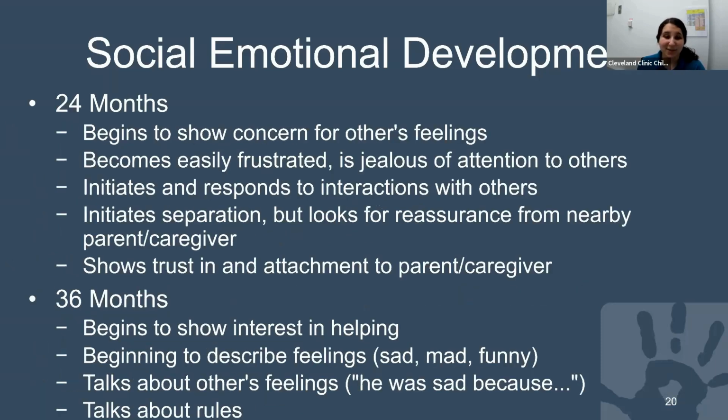Kids also around age 2 tend to become a little more jealous of others and tend to be seeking more attention and more connection than maybe they did when they were younger. And then around age 3, kids might be able to start describing their feelings a little more, and they may also start being able to talk more about other people's feelings.